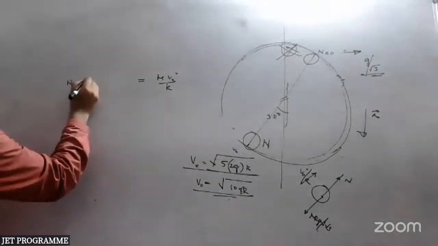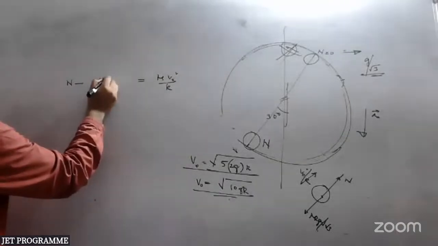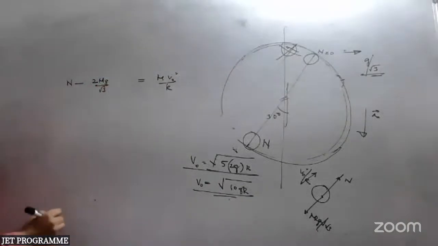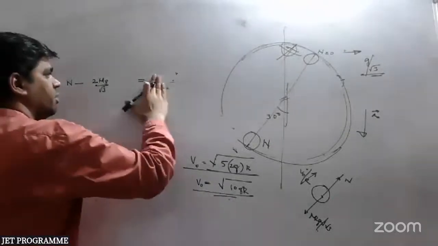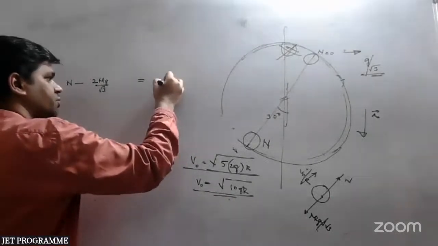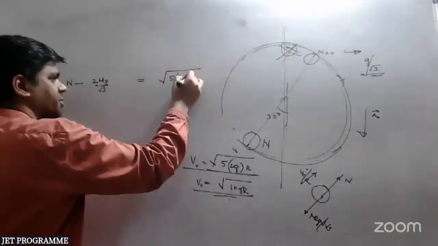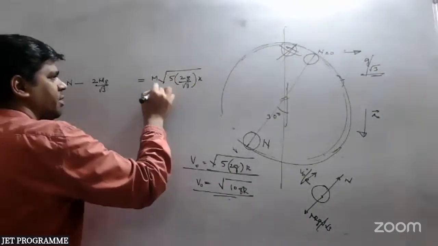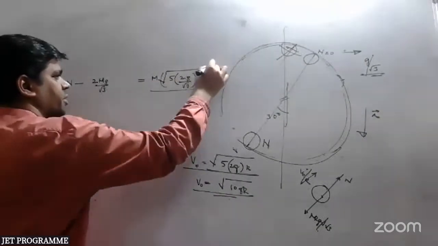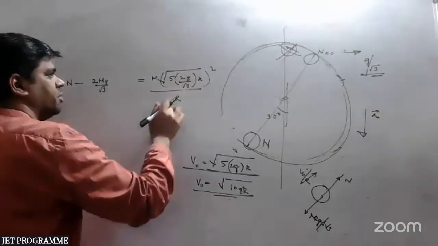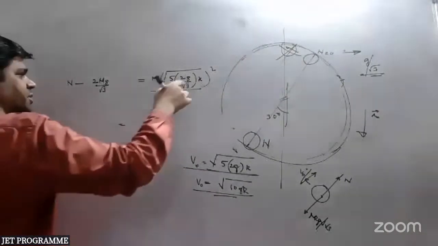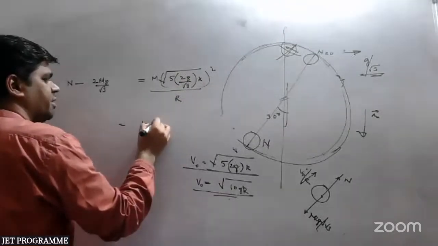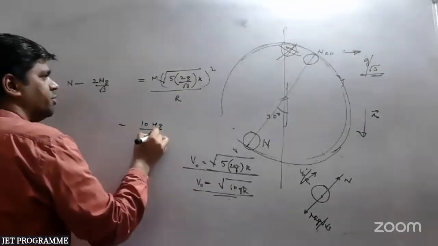N minus 2mg by root 3 should be equal to mv square by r. What is mv square by r now? v is root of 5 times 2g by root 3 times r, so mv square by r, this gets cancelled out. I'll have 10mg by root 3.